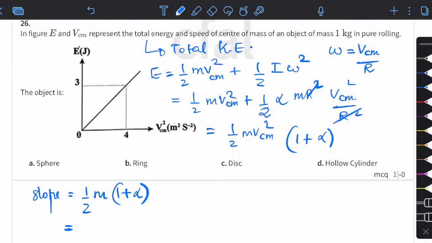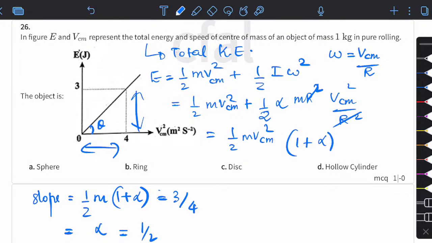So in the graph, that half m into 1 plus alpha, the slope is opposite by adjacent, tan of this. So that is 3 by 4, and m is given to be 1. So we can solve for alpha, and alpha will turn out to be 1 by 2. So this is a nice question. So this is clear.